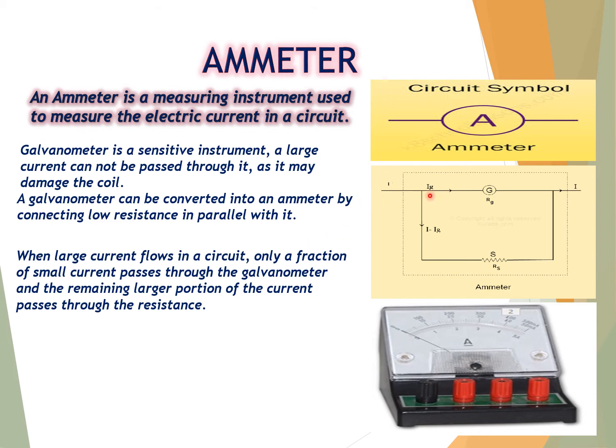When a large current passes through this circuit, it can follow the path through the shunt resistance, because the shunt resistance is low, so it allows current to pass through it. The low resistance connected in parallel is called shunt resistance.